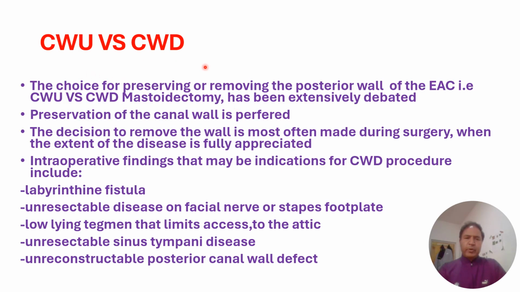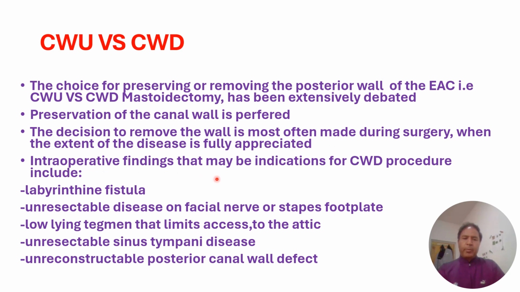Canal wall up versus canal wall down. The choice of preserving or removing the posterior wall of the EAC, that is canal wall up versus canal wall down mastoidectomy, has been extensively debated. The preservation of the canal wall is preferred. The decision to remove the wall is most often made during surgery, when the extent of the disease is fully appreciated.